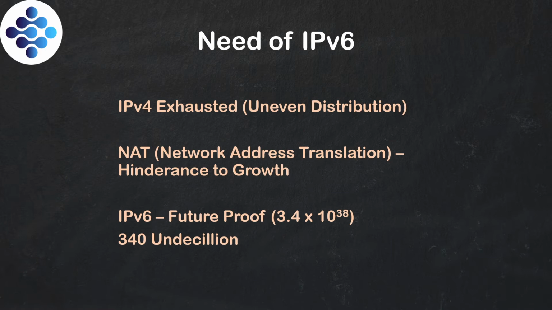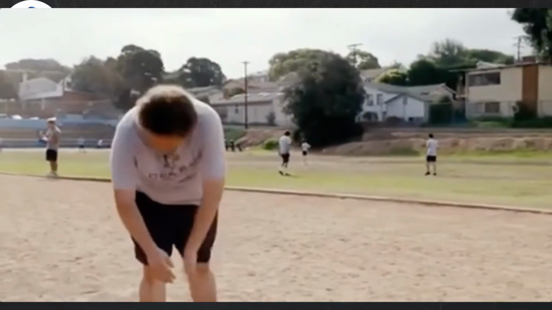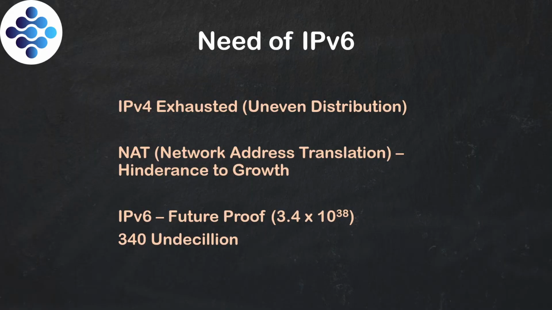Right. What was the need of IPv6 when IPv4 was already there working fine? It's the incredible growth of the internet for a fairly long time that created a big problem for public IPv4 addresses. So in fact, IPv4 addresses are getting exhausted. Uneven distribution of IPv4 addresses is also one of the causes of IPv4 exhaustion.